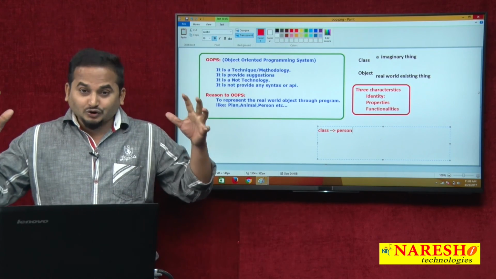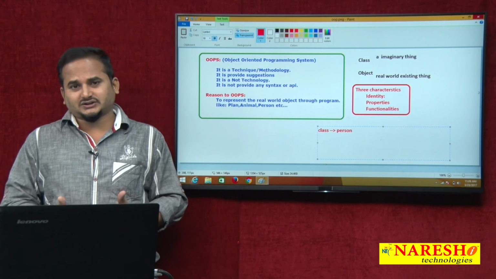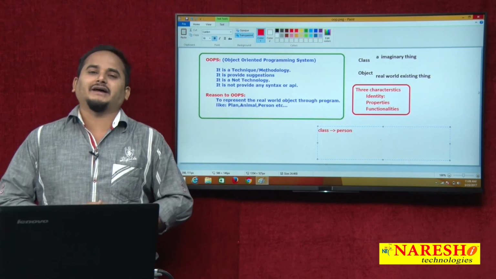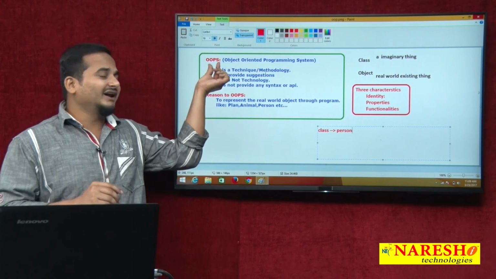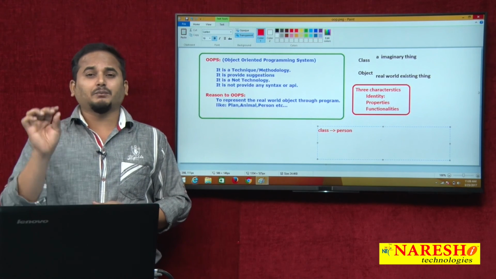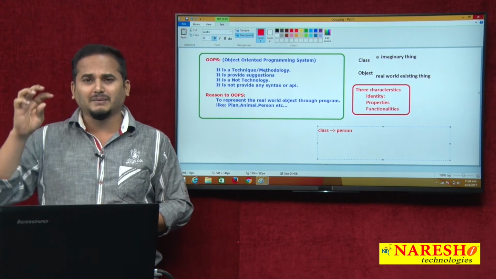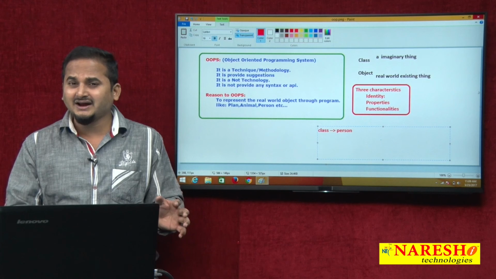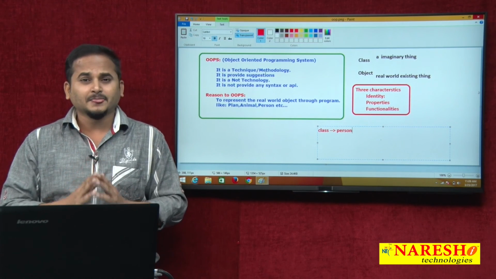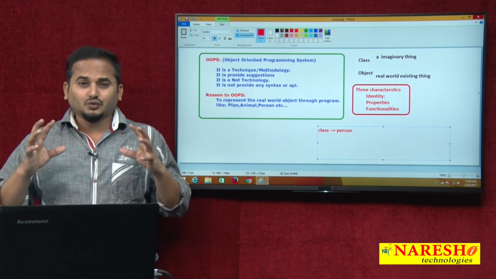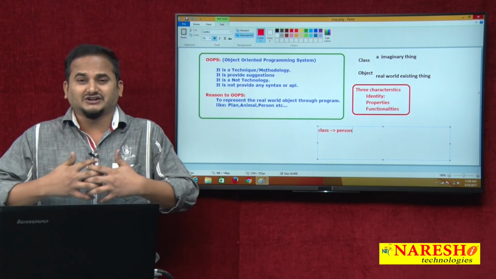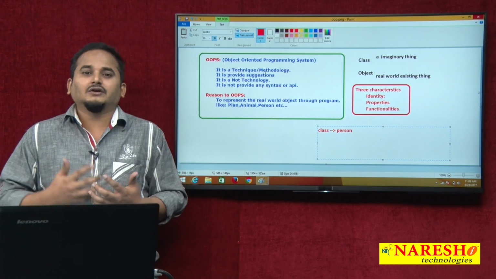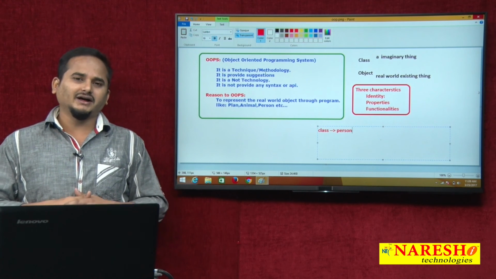If you want to represent all the real world objects through technology, we require the object oriented programming system technique or methodology. Object oriented programming system does not provide any syntax or any API. It only provides some rules. Based on the specifications, we develop our technology to represent the real world entities.